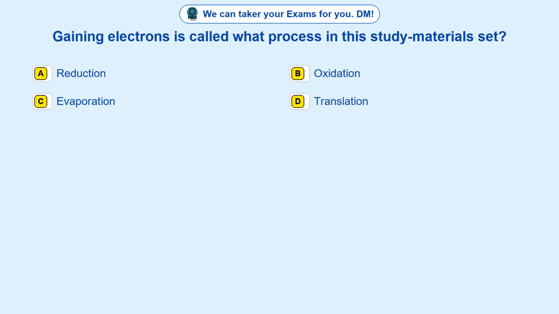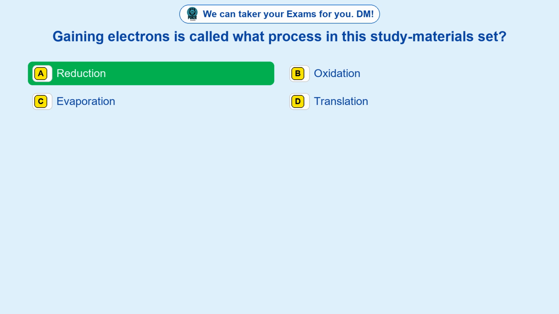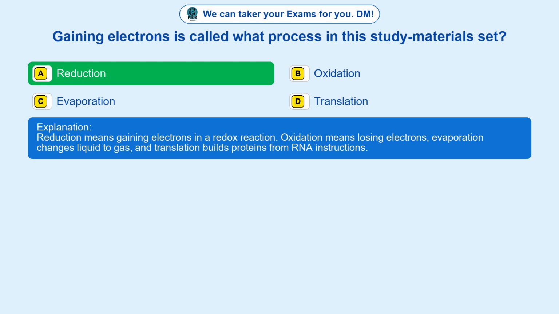Question 44. Gaining electrons is called what process in this study material set? Option A, reduction. Option B, oxidation. Option C, evaporation. Option D, translation. The correct answer is option A, reduction. Reduction means gaining electrons in a redox reaction. Oxidation means losing electrons, evaporation changes liquid to gas, and translation builds proteins from RNA instructions.